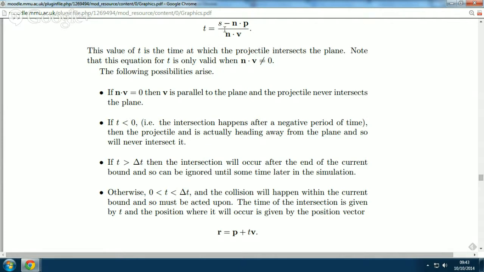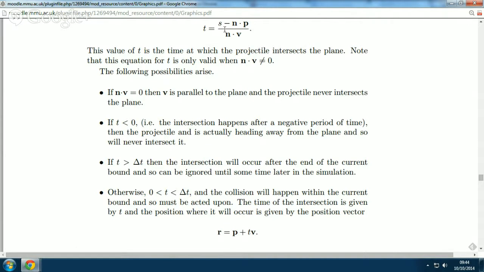So the time of the intersection is given by t, and the position where the intersection is going to occur is just given by p plus tv. And p and v are known, so we have the position of the collision there, and we can go ahead and deal with it.